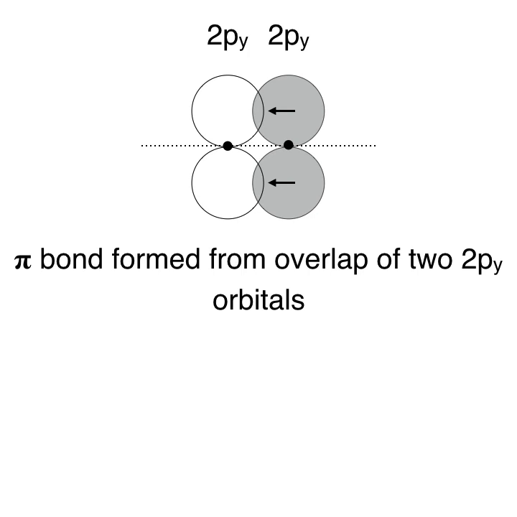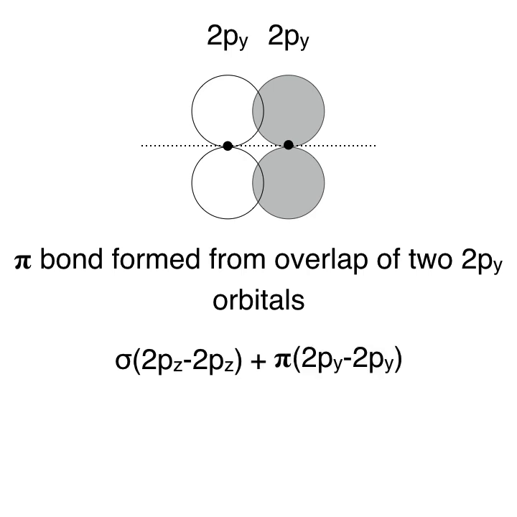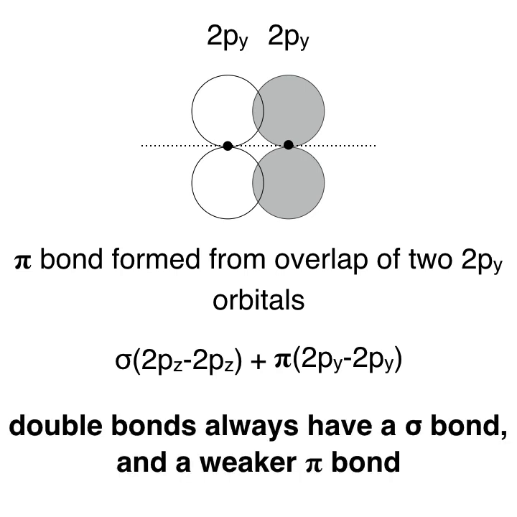Altogether, we can write the bonding of two oxygen atoms as a sigma bond between two 2pz orbitals plus a pi bond between two 2py orbitals. Remember that all double bonds will be formed from one sigma bond and one weaker pi bond.